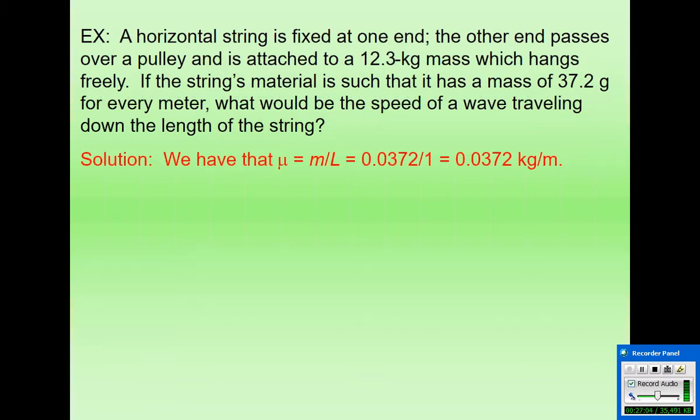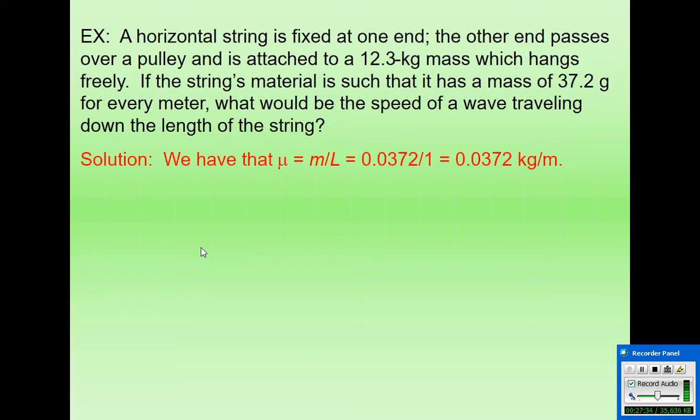The string has a linear mass density of 37.2 grams per meter. Be careful about those units. And so the question is, what is the speed of a wave traveling down the length of the string? The linear mass density has standard units of kilograms per meter. So the linear mass density is 0.0372 kilograms per meter. The tension in the string is provided by the hanging mass.